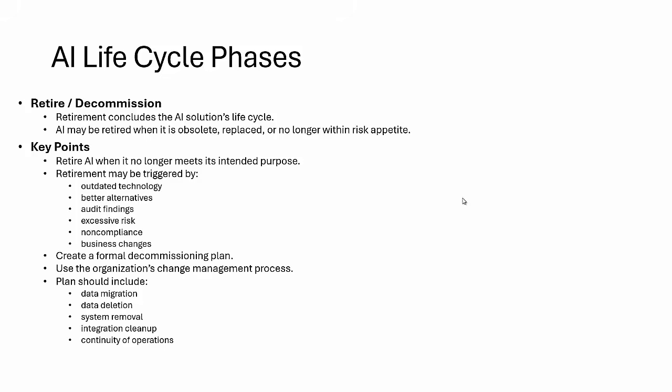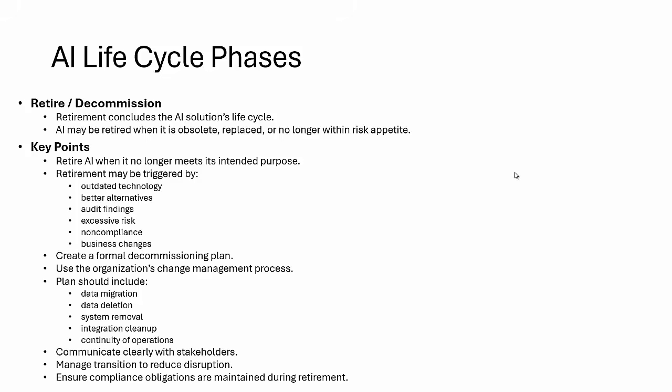Decommission plan. Use the organization's change management process. Your plan should include data migration, data deletion, system removal, integration cleanups, and continuous operation. And then you communicate all those things to the parties. So this is a very important part.